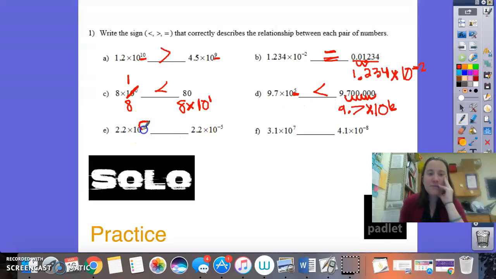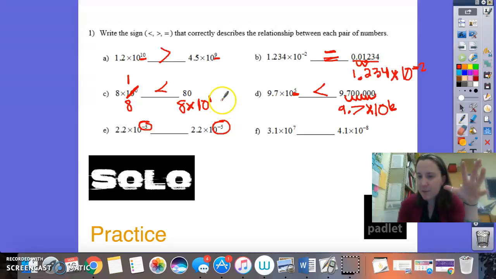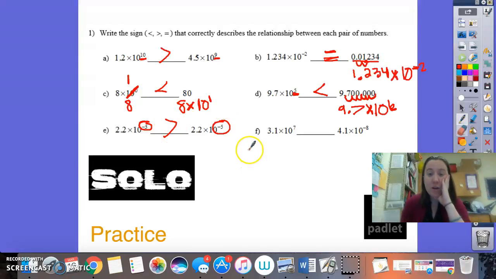Now, be careful here. I have negative numbers as my powers of 10. Remember how negative numbers work. The closer you are to 0, the bigger the number is. Negative 3 is closer to 0 if I'm thinking about a number line than negative 5, and so this quantity on the left would be larger. And then don't be thrown off here. One's positive, one's negative. That 7th power is way bigger than to the negative 8th power.